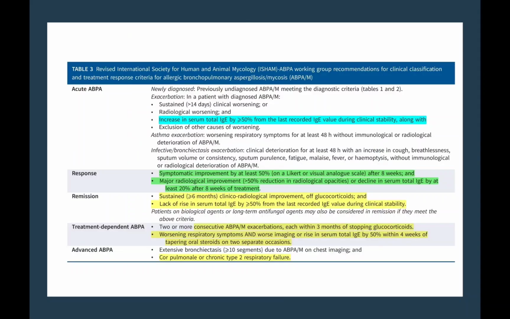So now the next thing, the criteria for different stages. Now they have changed to 5 stages, that is acute ABPM, treatment response, remission, treatment dependent, and advanced ABPM. So what is acute ABPM? A newly diagnosed patient with ABPM. If they have an exacerbation, that is, the patient should have been diagnosed with ABPA and they have 2 weeks of clinical worsening, radiological worsening, and serum total IgE rise of more than 50% from the value during clinical stability.